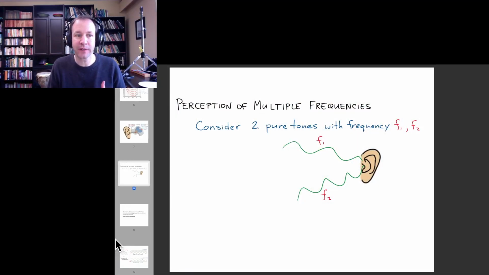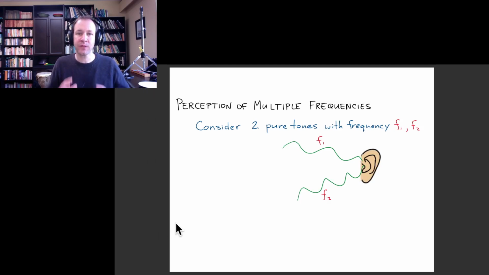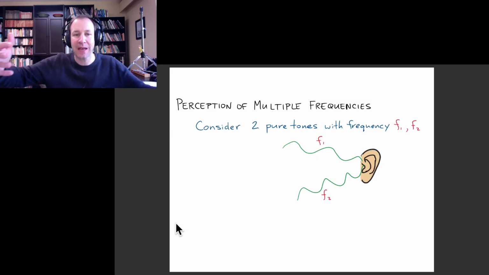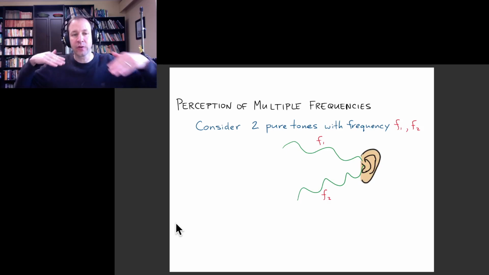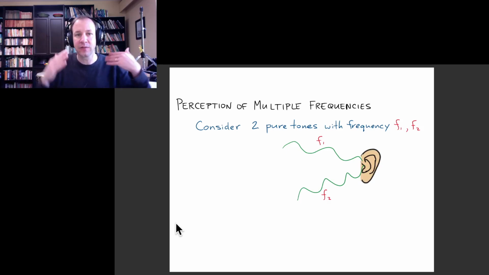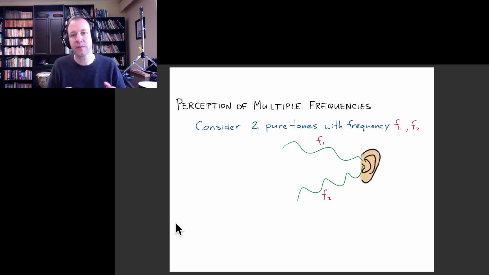So welcome back. In this video, we are going to talk about our perception of multiple frequencies at once. So the idea is we're going to have two different sources of sound. We'll focus on the case where those sounds have the same amplitude, and we're going to alter the frequencies relative to one another. So two pure tones with frequency F1 and F2, and I want to investigate how we perceive the different combinations of frequencies.